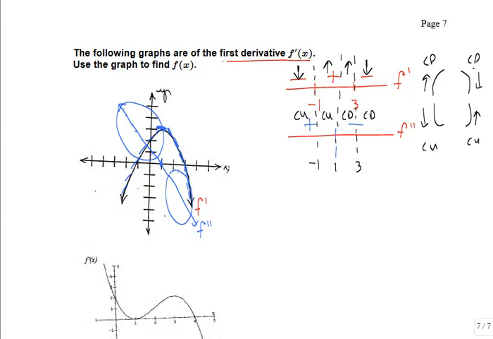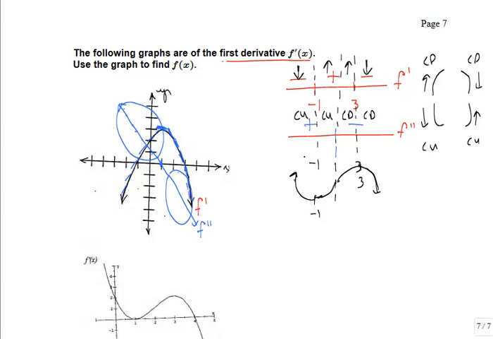we want to start out concave up, decreasing. That would be this shape right here until I hit -1. Then between -1 and 1, I want to be concave up, increasing, which is the other half of that U shape, until I hit 1. Then after 1, I want to be concave down, increasing, which is this shape, until 3. And then after 3, concave down, decreasing, so back down like this.